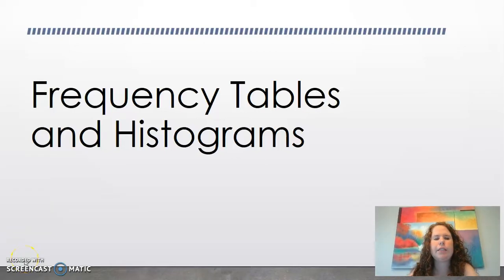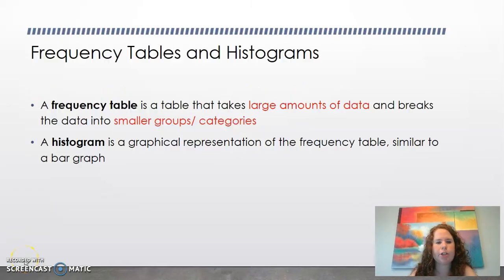Alright, so today we're going to talk about frequency tables and histograms. A frequency table is a table that takes large amounts of data and breaks the data into smaller groups or categories. And a histogram is a graphical representation of the frequency table and is similar to a bar graph. But there are no spaces between the bars of a histogram.